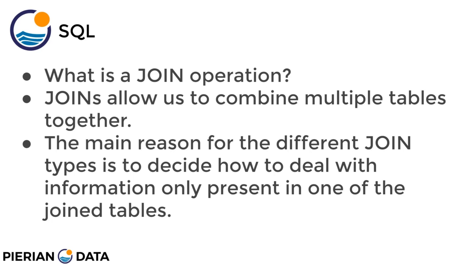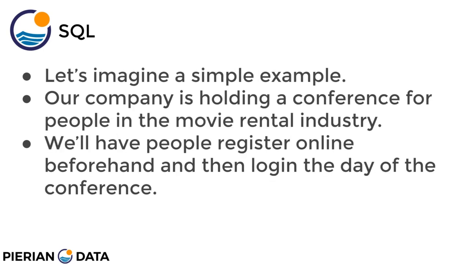Put simply, joins allow us to combine multiple tables together. Now the main reason for the different join types is to decide how to deal with information only present in one of the joined tables. So let's begin by imagining a very simple example.